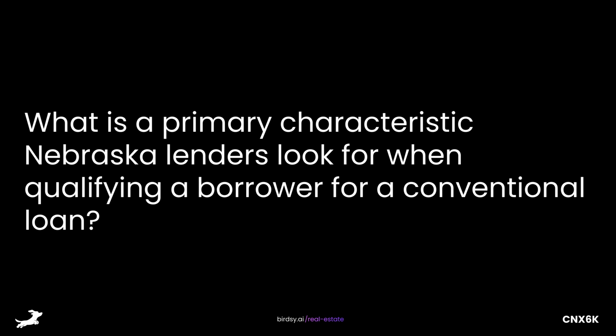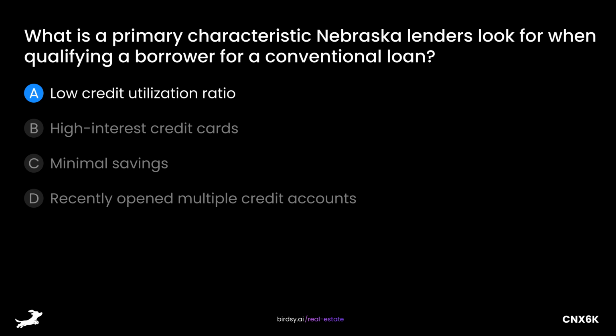What is a primary characteristic Nebraska lenders look for when qualifying a borrower for a conventional loan? Is it A. Low credit utilization ratio, B. High interest credit cards, C. Minimal savings, or D. Recently opened multiple credit accounts? The answer is A. Low credit utilization ratio.